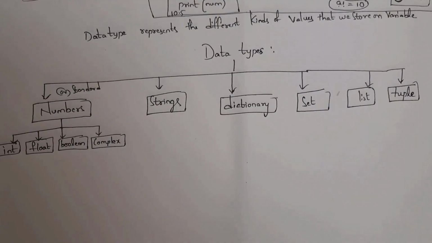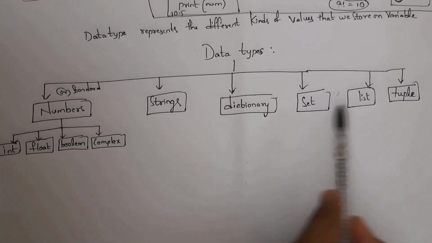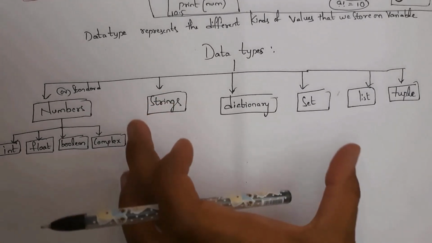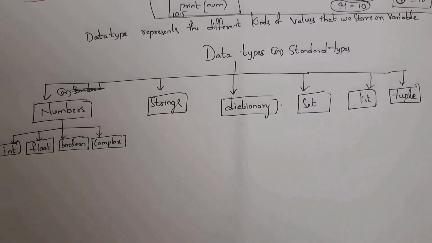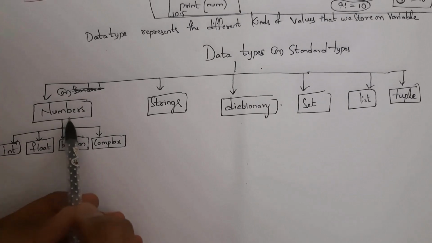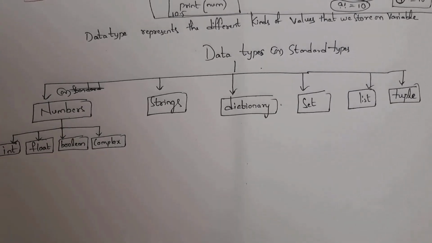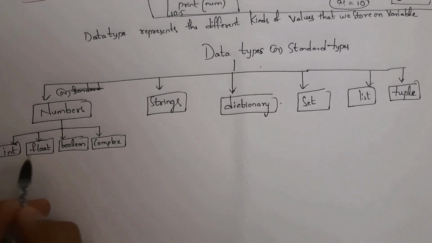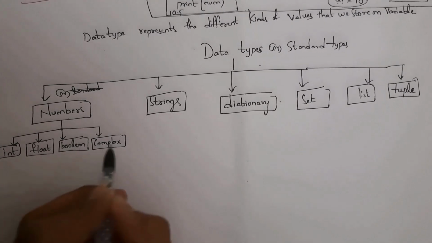Data types in Python are classified into 6 types. They are numbers, strings, dictionaries, set, list and tuple. These are the 6 data types that Python supports. We also call these data types standard types in Python. At first I will explain numbers. You can also call it the numeric data type. Numbers contain 4 data types. They are integer data type, float data type, Boolean data type and complex data type.